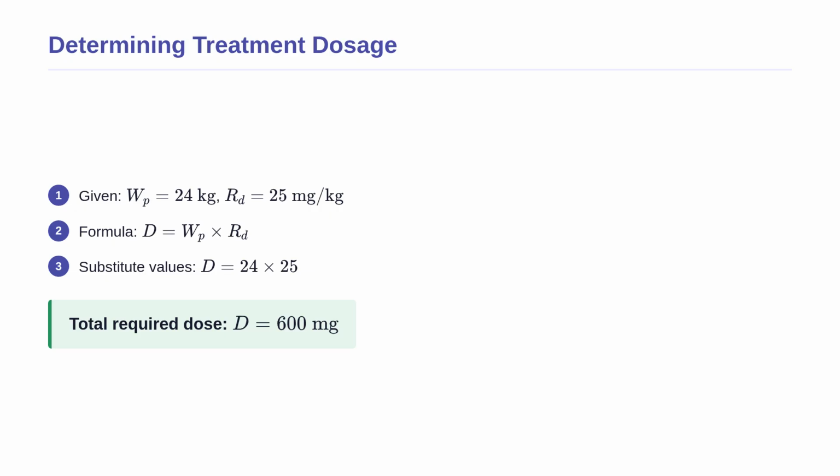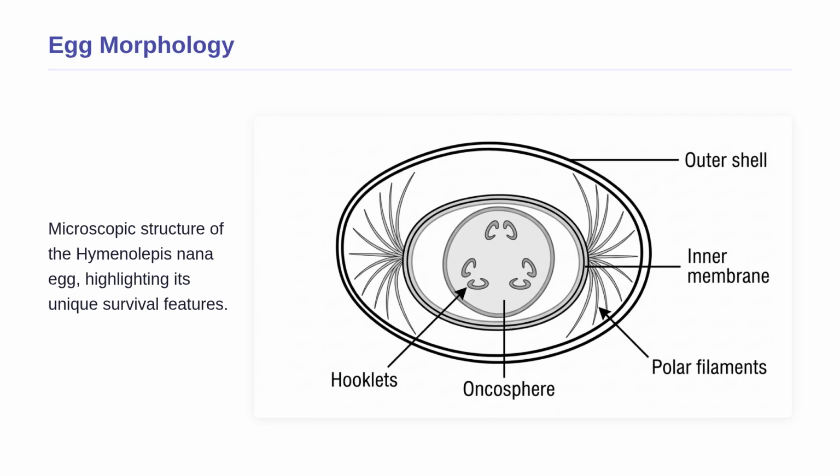Now that we have successfully treated the patient, let us look closely at the microscopic culprit we are fighting. This diagram shows the morphology of a single Hymenolepis nana egg. Notice the protective outer shell and the inner membrane, which shield the parasite from the environment.